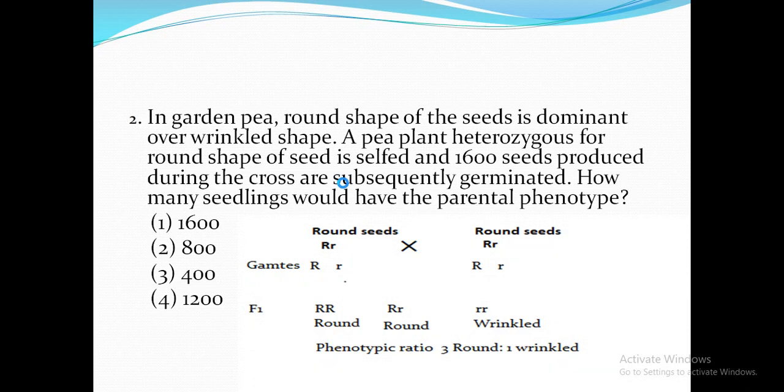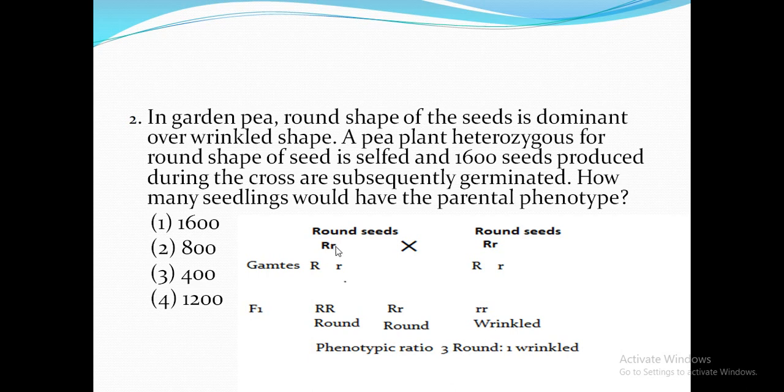Now, in garden pea, round shape of the seeds is dominant over wrinkled shape. A pea plant heterozygous for round shape of seed is selfed and 1600 seeds are produced during the cross, which are subsequently germinated. How many seedlings would have the parental phenotype? We know that round shape of the seed is dominant over wrinkled. So uppercase R represents the dominant allele, and lowercase r represents the allele for wrinkled seeds.